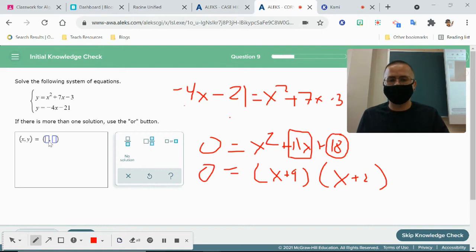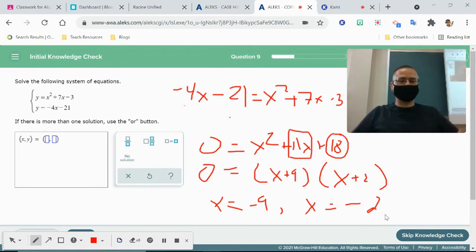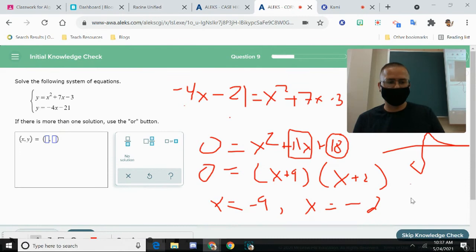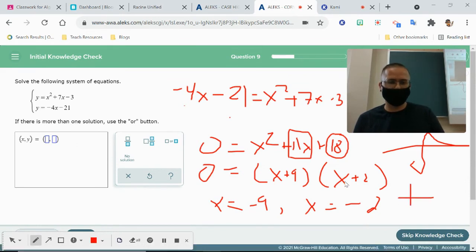But this is the answer. We have to solve these for 0, so it's going to be x equals negative 9 and x equals negative 2. And what that tells you, we're talking about parabolas, right? So this graph will look something like this. There's a parabola, and there is a line, and this is saying that they cross twice, I think.